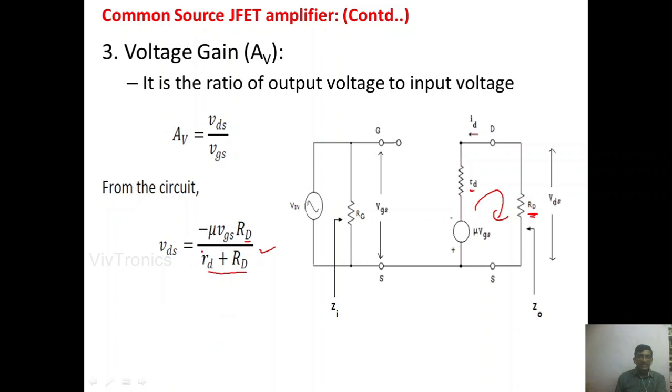Therefore, from this equation we need to get VDS by VGS. The VGS is available on the right hand side. If you take the VGS to the left hand side, we can obtain VDS divided by VGS. Therefore AV, which is nothing but VDS divided by VGS, is the voltage gain of this JFET amplifier, which is equal to minus mu RD divided by rd plus the capital RD. Minus mu capital RD divided by rd plus RD, that is the voltage gain equation for the common source JFET amplifier.